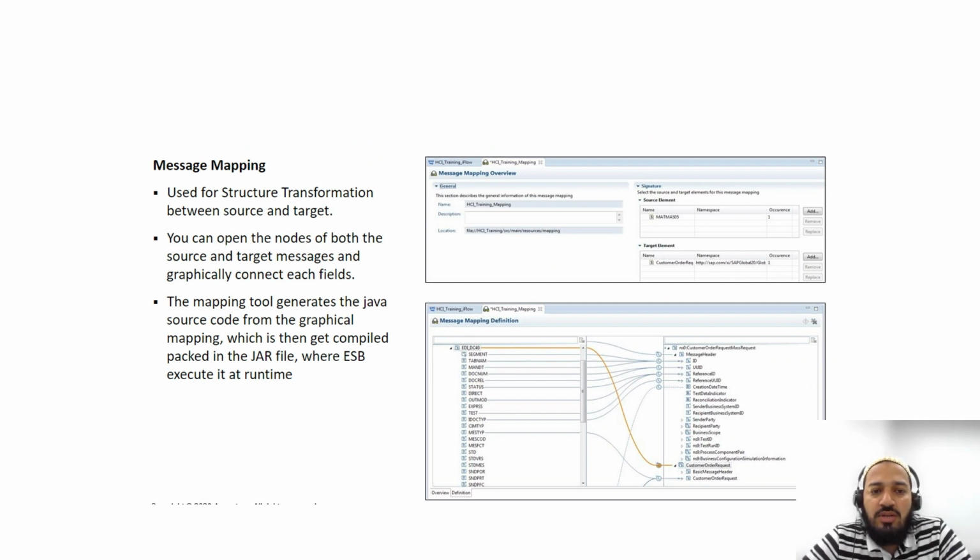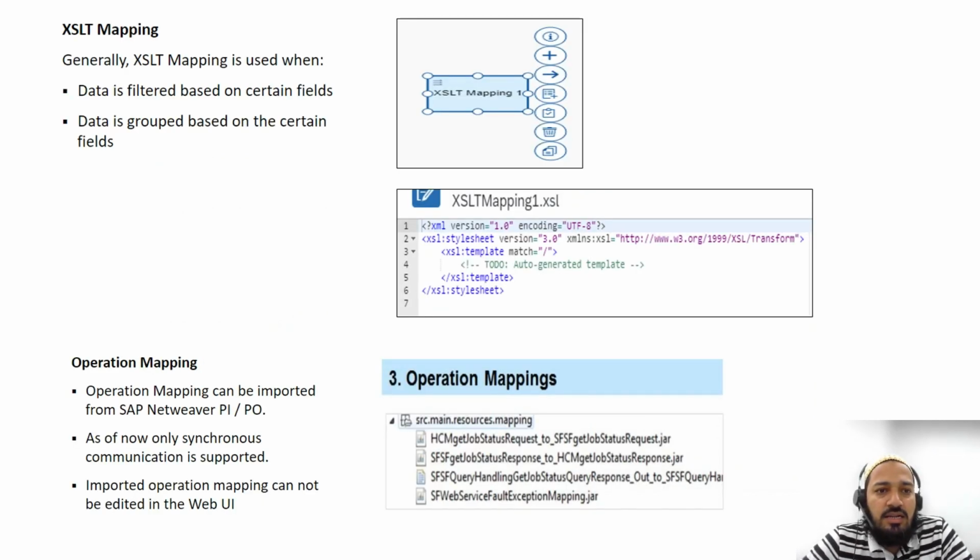Message mapping is usually a structural transformation between source and the target. You have nodes of both the source and the targets that are graphically connected to each other. And a mapping tool is present to make the changes to the message, and it also generates Java source code for the graphical mappings internally, and executes it in the runtime. Then, as the name suggests, data is filtered based on certain fields and grouped based on certain fields as well.